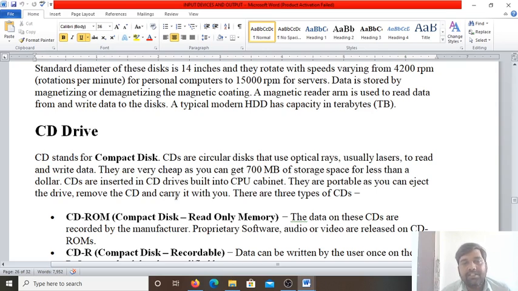CDs are inserted in CD drives built in the CPU cabinet. There is a CD drive or DVD drive in the CPU cabinet, and they are portable, as you can eject the disk and you can carry this CD from one place to another place.